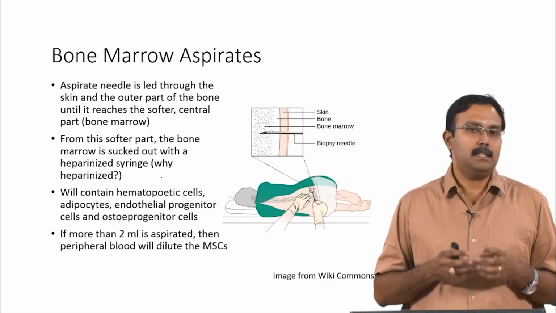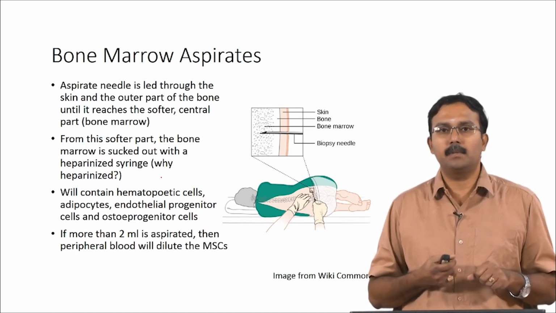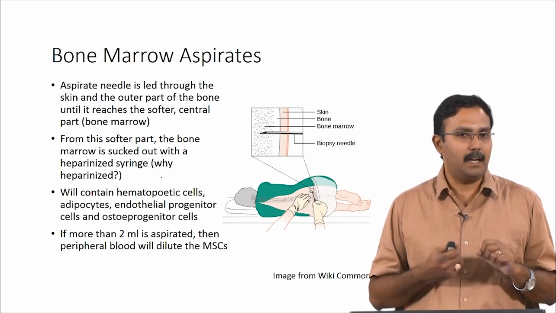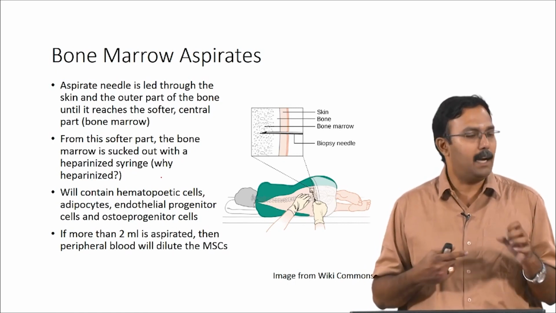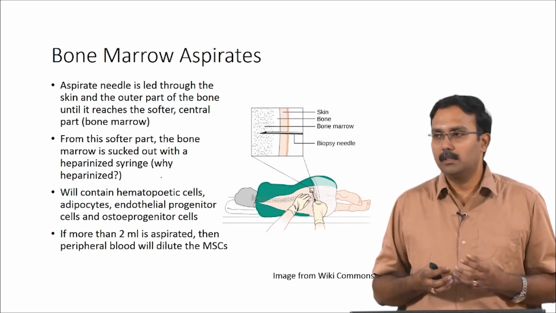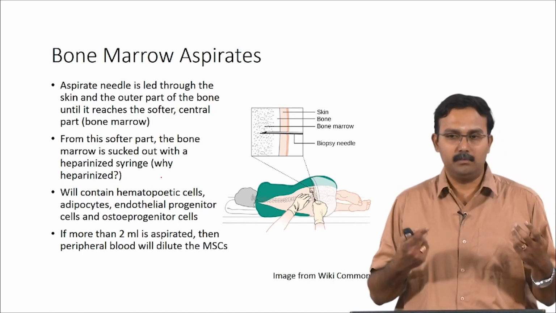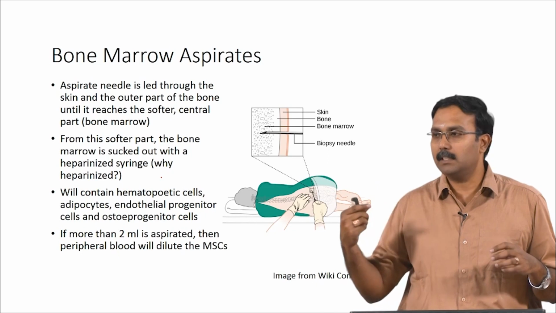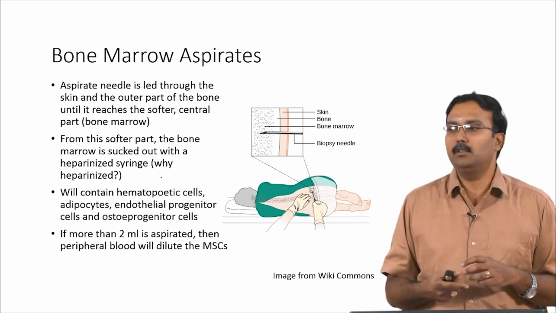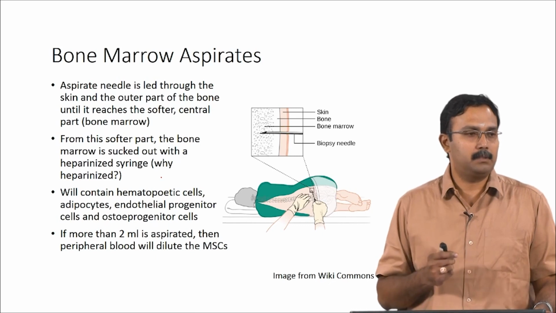What you do is, there is something called an aspirate needle. These are large needles, maybe 16 gauge or something, and these are penetrated through the skin, and it also penetrates the outer part of the bone, which is the hard bone, and it reaches the softer central part which contains the bone marrow. So, this is a painful procedure, right. That is why you have to have a local anesthesia. You are actually causing a puncture through the skin, through the muscle tissue into the bone. So, it is going to be quite painful.